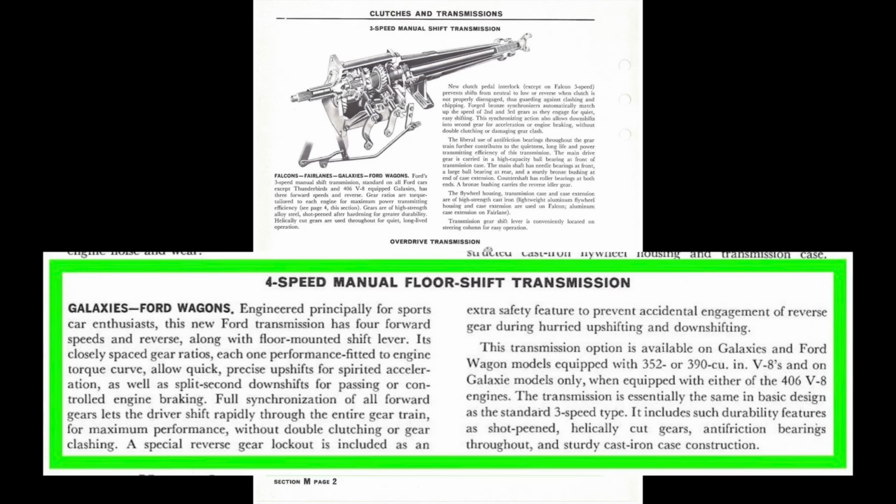Engineered principally for sports car enthusiasts, the transmission had 4 synchronized forward gears and a reverse gear lockout handle to prevent inadvertently dumping the transmission into reverse during spirited upshifts and downshifts. The gear ratios with this transmission were 2.36 to 1 in first gear, 1.78 to 1 in second gear, 1.41 to 1 in third gear, and 1.00 to 1, or direct drive, in fourth gear, while reverse came in at 2.42 to 1.